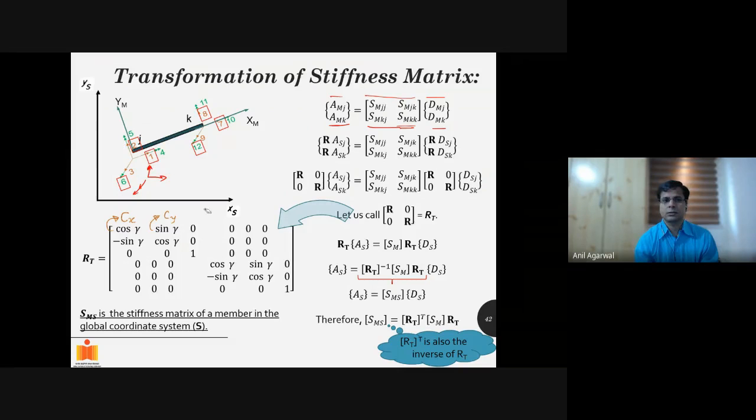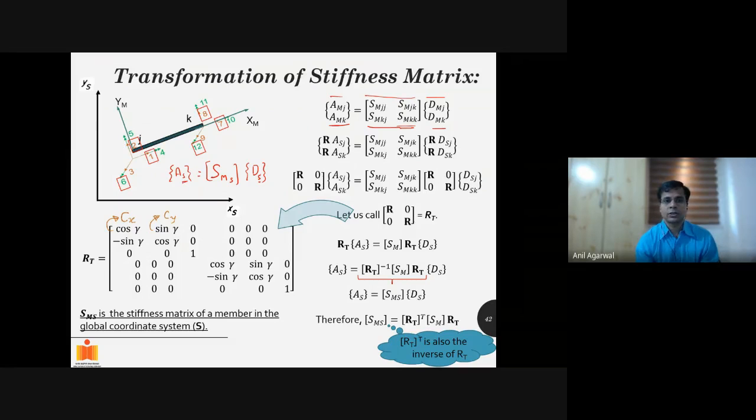In the global coordinate system, the stiffness, basically S M S, let me call it, would be relating the displacement in the global coordinate system with the forces in the global coordinate system, or S. So when I say S, it means structural or global. I will use the terms structural and global interchangeably. Likewise, I will use the terms member and local interchangeably. Basically, I mean the same thing. When I say member coordinate system or local coordinate system, I mean the same thing. When I say structural coordinate system or global coordinate system, I mean the same thing.